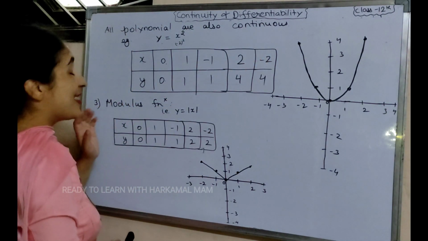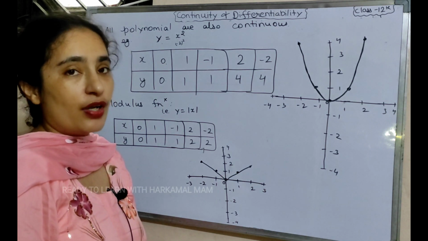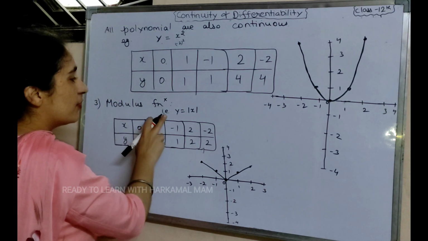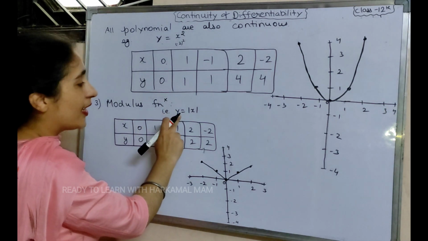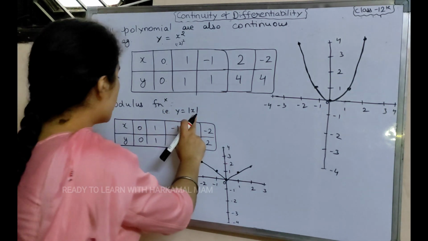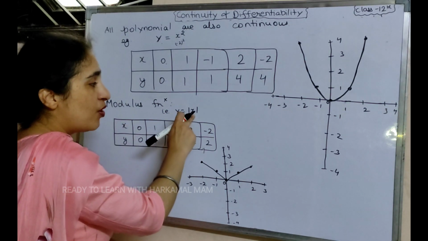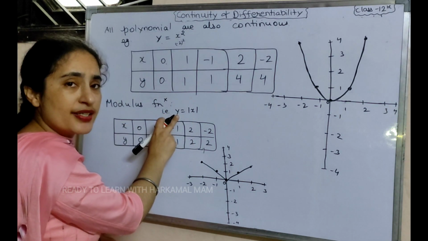Our next example of the continuous function is the modulus function. We have taken the function y is equal to mod of x. When we put the value of x, we get the value of y. So let's get started.